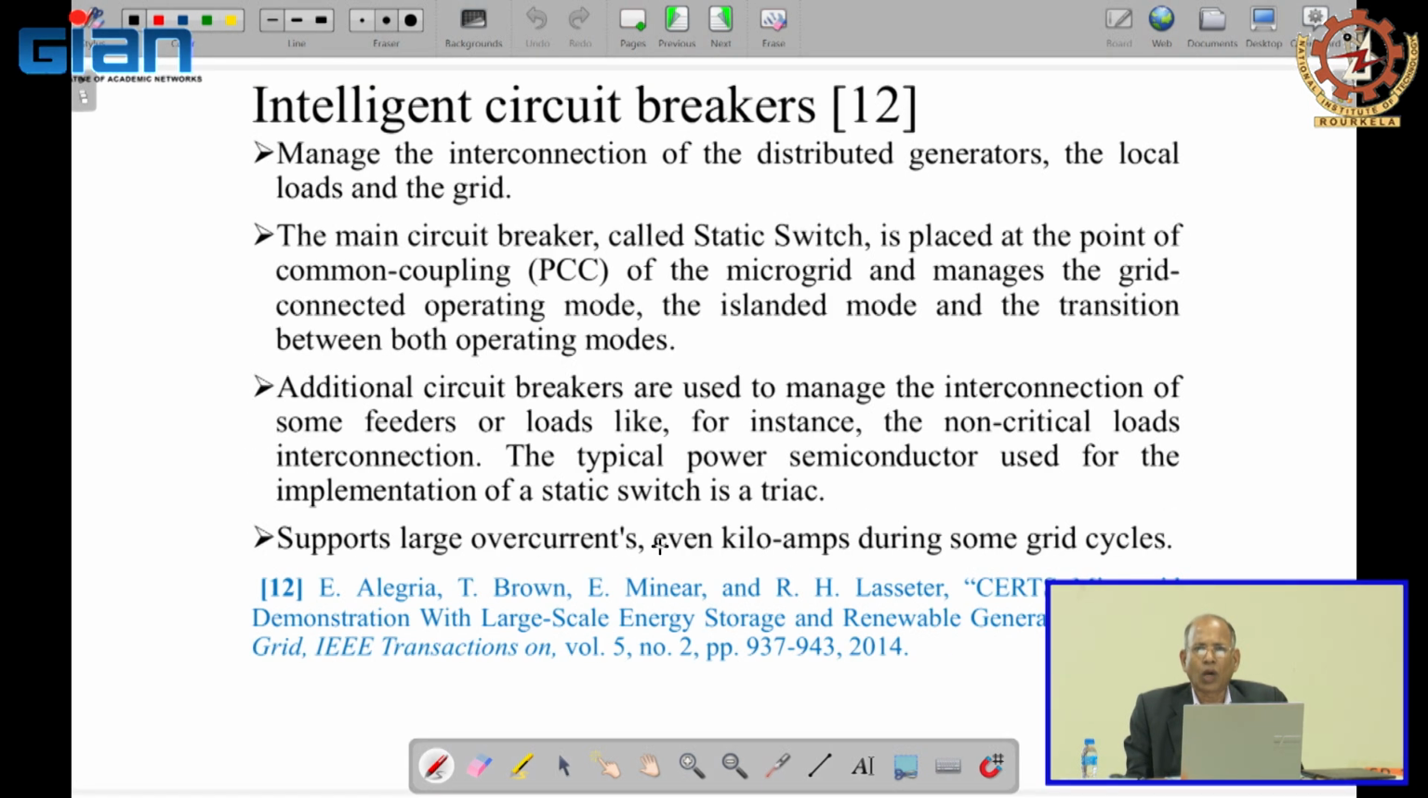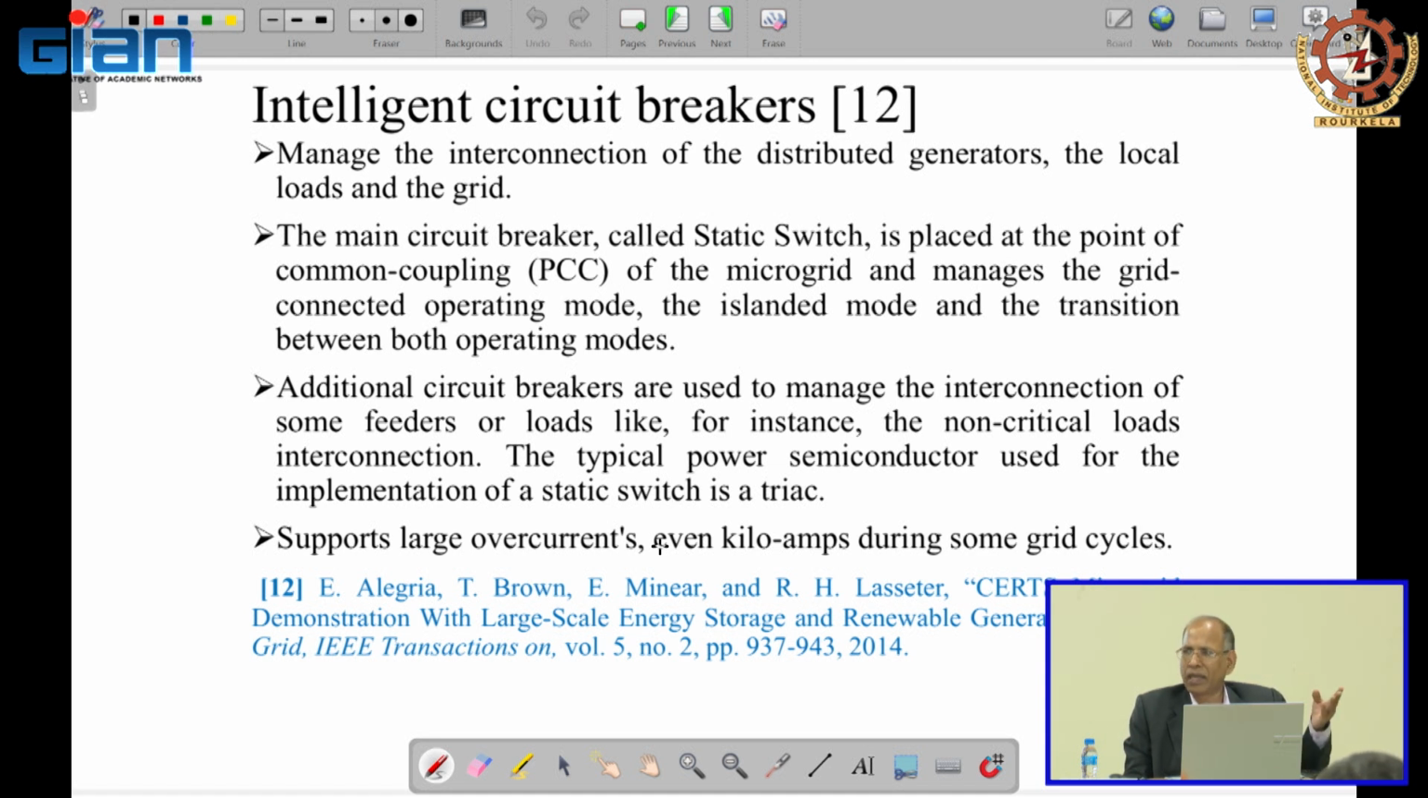Now, how will the microgrid be connected to the grid? Obviously, there are circuit breakers, and as you know, a circuit breaker is not like a simple switch, but it is more than a switch. As electrical engineers, you know that a circuit breaker is not like a simple switch.